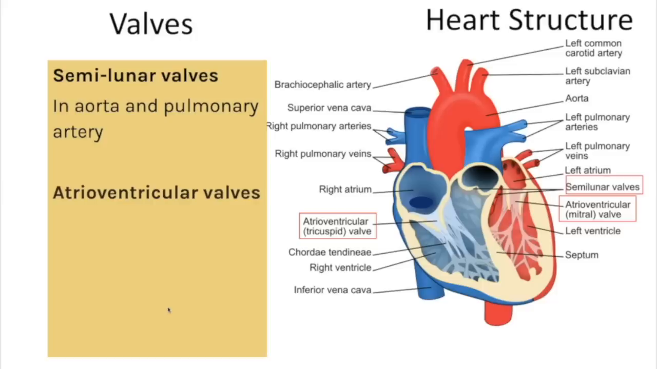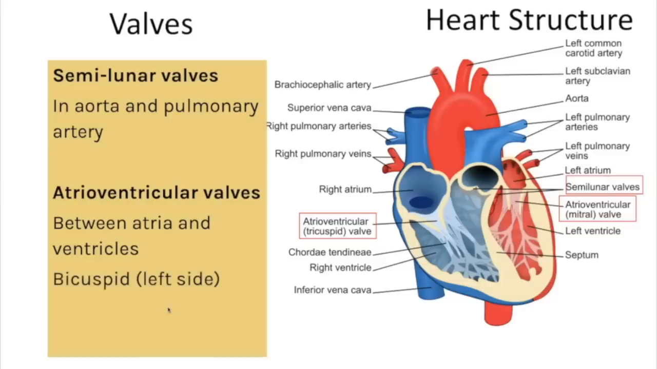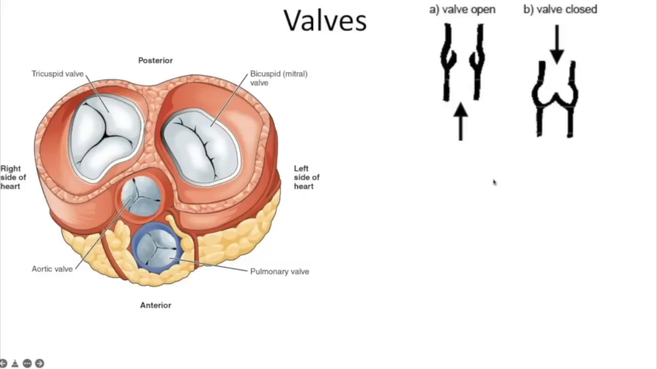Now, the valves that you need to know about are the semilunar valves, which are in the aorta and the pulmonary artery, as well as the atrioventricular valves, which are between the atria and the ventricles. Sometimes you'll see those called the bicuspid and the tricuspid valves. And we can see these labelled here on the diagram of the heart.